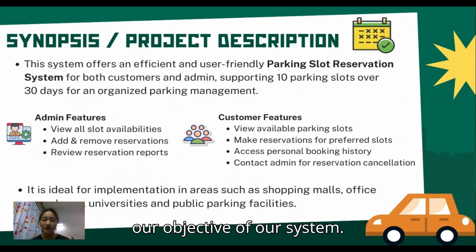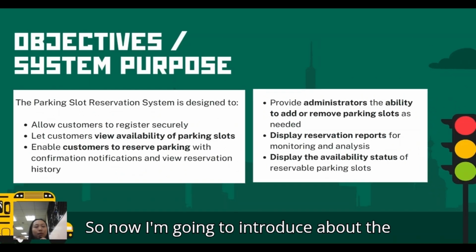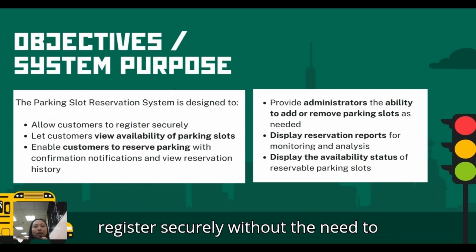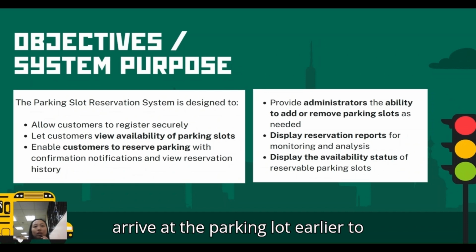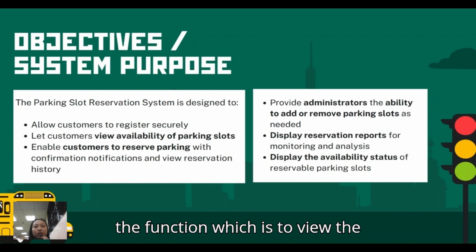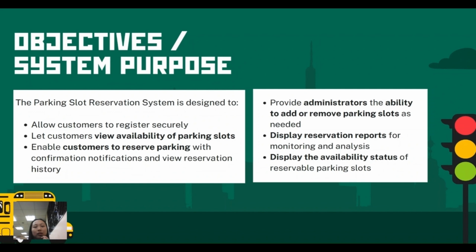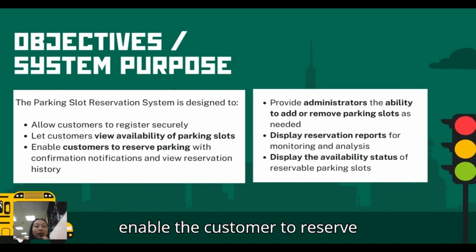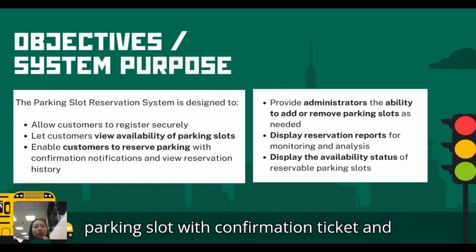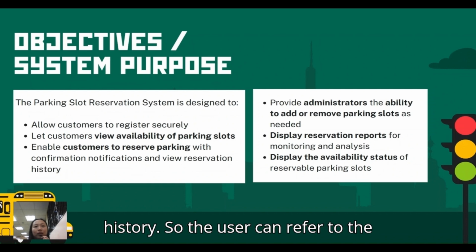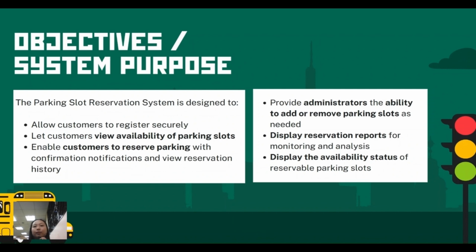Next will be the objective of our system. So now I'm going to introduce the objective of our system. Our system is designed to allow the customer to register securely without the need to arrive at the parking lot earlier to secure a slot. Moreover, it provides the function to show the availability of the parking slots to the customer, so the customer can get to know the availability of the parking slots online. It also enables the customer to reserve parking with a confirmation ticket and also view their reservation history. So the user can refer to their reservation by logging into their account.